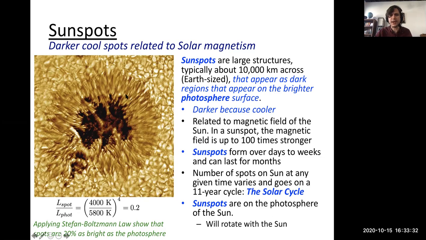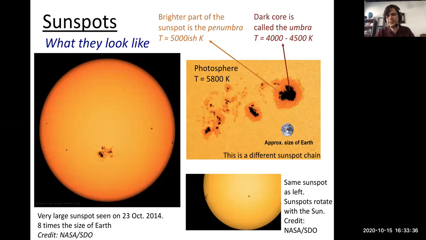And since these are located on the photosphere, they will rotate with the sun, which is something that Galileo noticed with his observations. You can see right here that here are sunspots on the sun, and you can see the sunspots rotating with the sun. This is how you could actually determine the rotational period of the sun, which is a little bit more complicated, as we'll see soon. But I just want to show you some sunspots and what they look like.